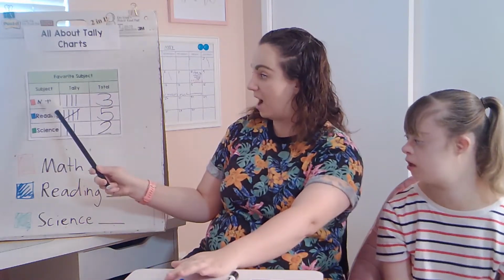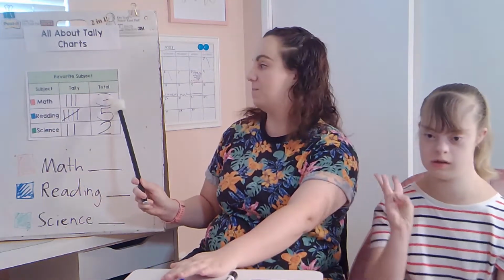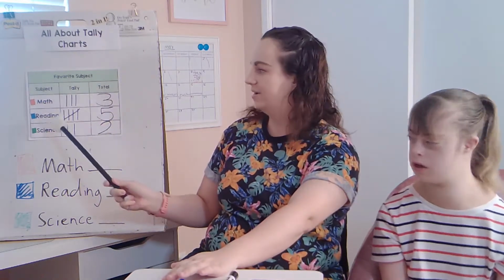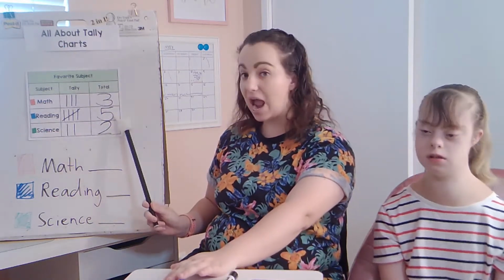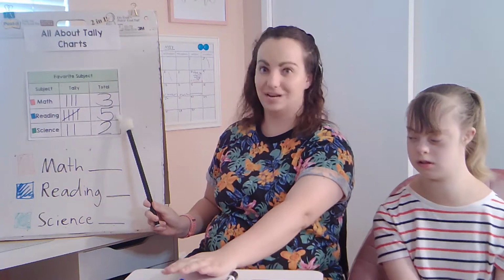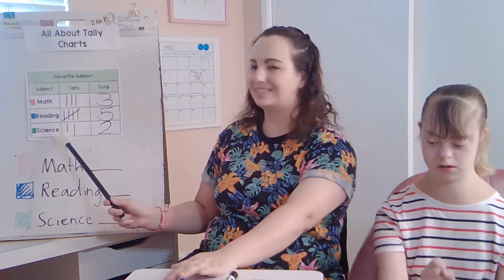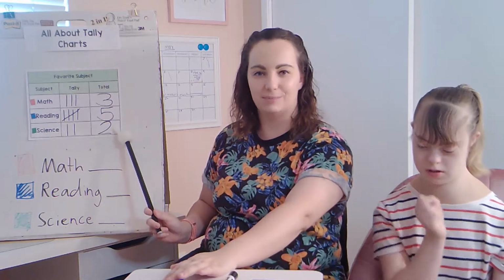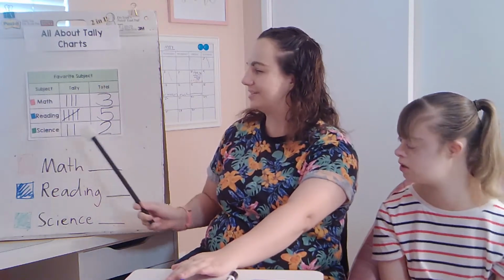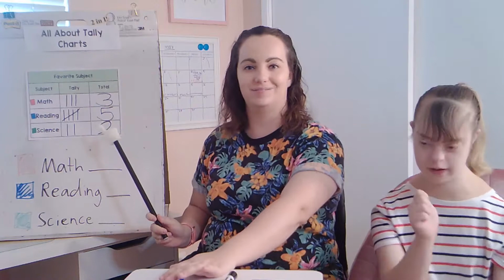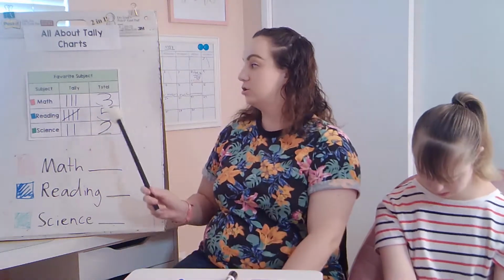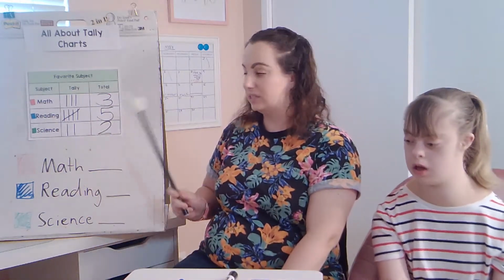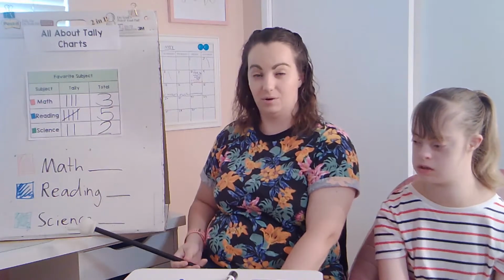We see math. 3 people said math was their favorite subject. Reading. 5 people said reading was their favorite subject. And science. 2 people said science was their favorite subject. What a nice looking tally chart we finished up there. Now we're going to use the same chart to answer some questions, okay?